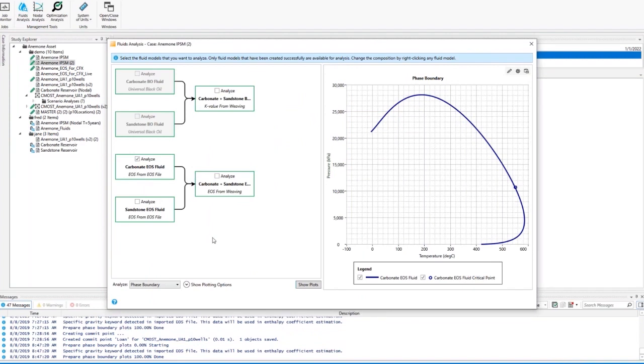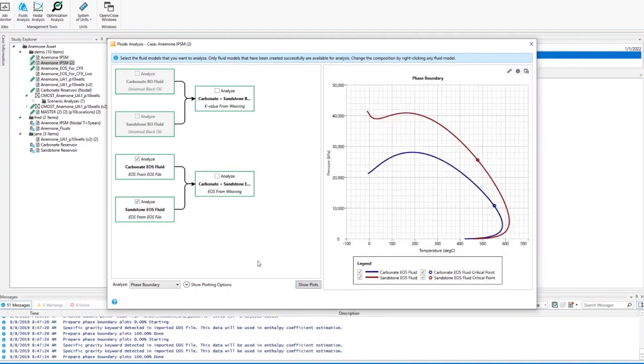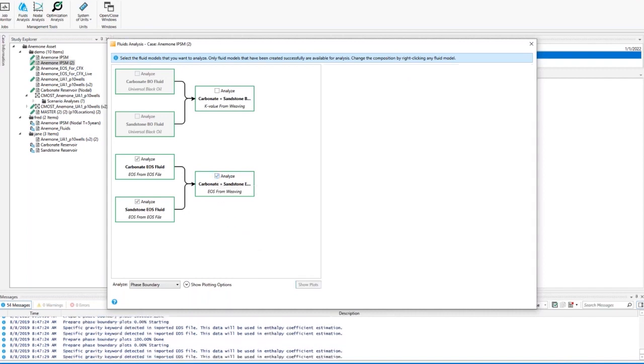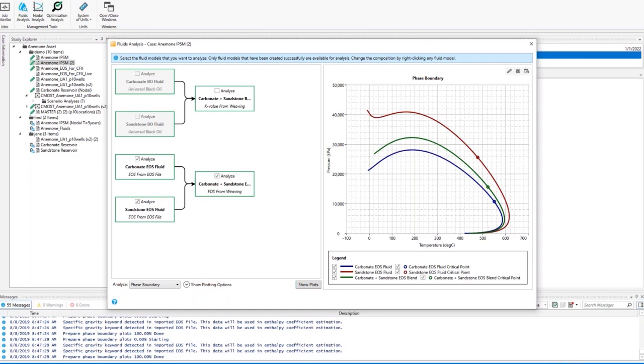So here is my carbonate EOS fluid's PT phase envelope, the sandstone EOS fluid's PT phase envelope. And if they were to mix in a 50-50 ratio, this is how the combined fluid would look, the green line that appears. And this green line will be managed by Coflow in real time automatically in the facilities, depending on what ratio the two fluid streams are coming into the facility.